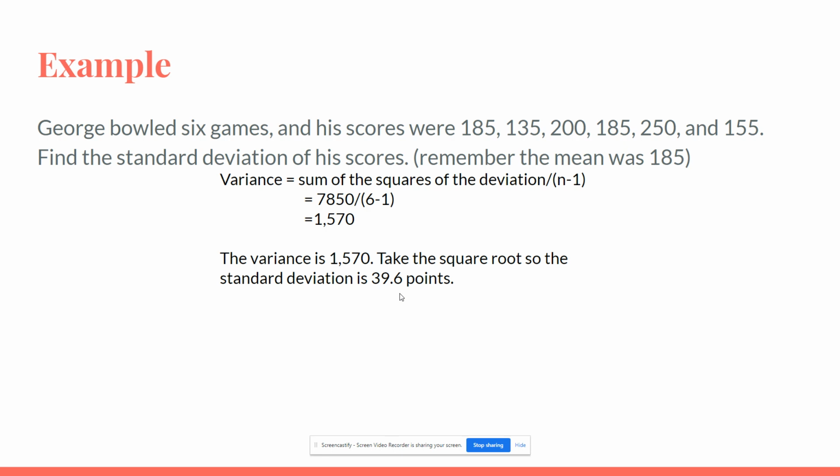So our standard deviation for George was 39.6. What does that mean? That means that he'll average about 185 points, but he's got some big swings going on, about 40-point swings, either better or worse. So we could then calculate Danny's, and if Danny's is a little bit lower, then he could be considered the better bowler because he's more consistent.